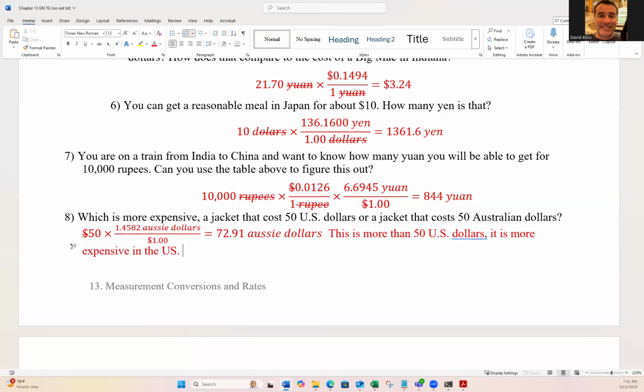Because 50 US dollars equals 72 Aussie dollars. So if the jacket is 50 Aussie dollars, that means that the $72 in Australian money that would buy a jacket in the US now leaves you with $22.91 Aussie dollars left over after you buy the same jacket in Australia. So the Aussie dollars get you more. Like you buy the jacket, then you still have money left over. So the jacket bought with Aussie dollars is cheaper.